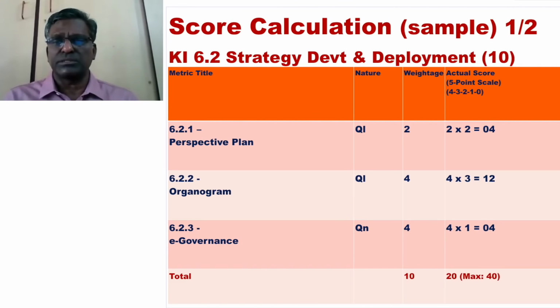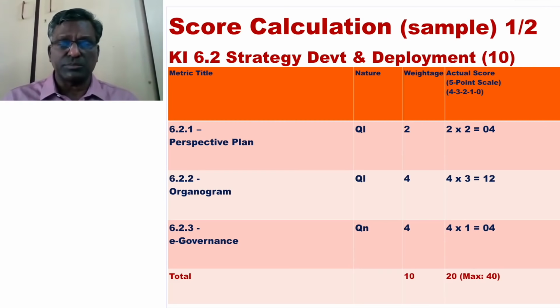So I have two samples. This sample talks about how the score is calculated for a key indicator. The following slide will give you an idea of how the scores are calculated for each criterion. So this is only a sample. Now you look at the first column, it talks about the metric. This is with reference to criterion 6, and in criterion 6, we are focusing on 6.2, a key indicator. The title of the key indicator is strategy development and deployment. And the weightage allotted for this particular key indicator is 10.